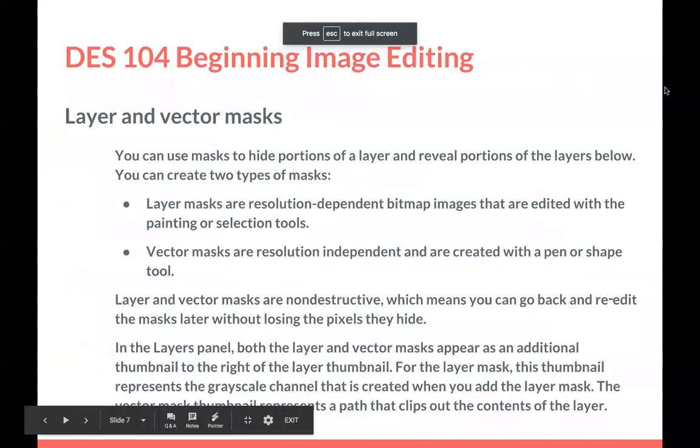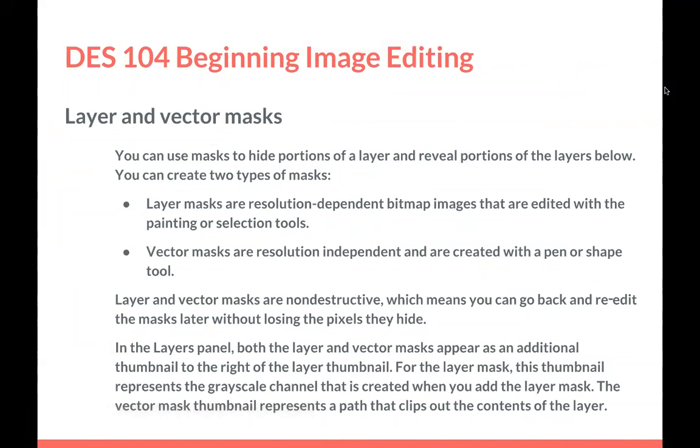So let's talk about layer and vector masks. You can use masks in Photoshop to hide portions of a layer and then reveal portions of the layer below it. And Photoshop lets you create two different types of masks. Layer masks are resolution dependent bitmap images that are edited with the painting or the selection tools. And then vector masks are resolution independent and are created with a pen or a shape tool.